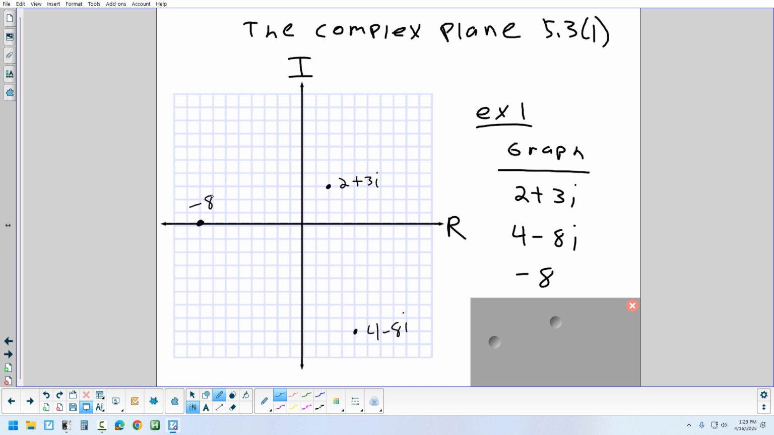Again, that is a complex number. Even though there's no imaginary part, everything is a complex number. Then I think we should only work with whole numbers. How about 5i? 5 up.